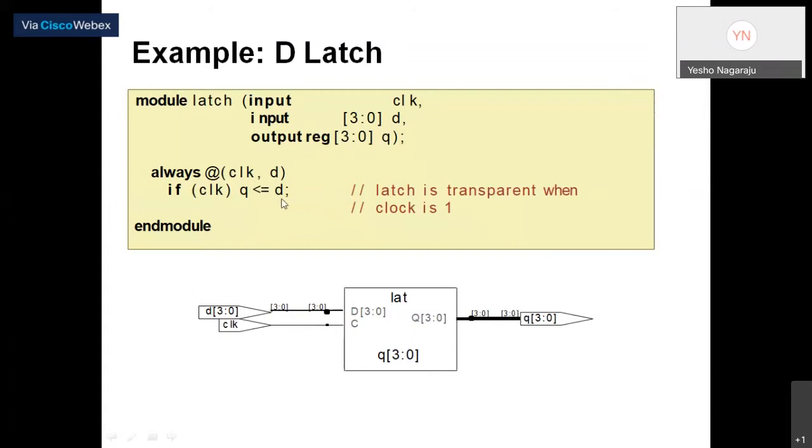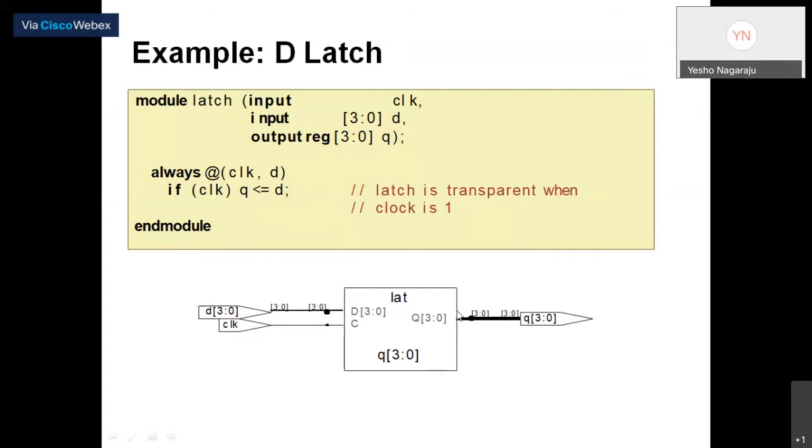Now, how do we define a latch? You see the difference between a latch and a flip-flop. A flip-flop was edge sensitive, either the positive edge or the negative edge of the clock. In this latch description, we see the clock, and in the sensitivity list you will also see the symbol D. D is the input and clock is the sequential clock. Whenever the clock is asserted, clock goes high, then Q follows D. So a latch is transparent when clock is 1, simply defined.